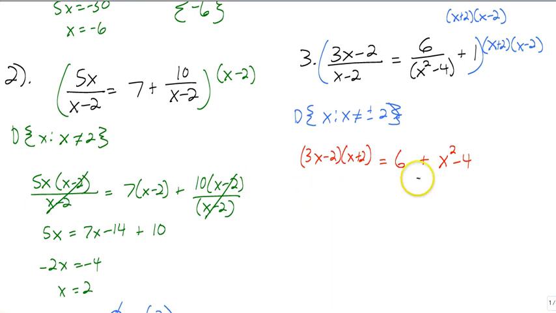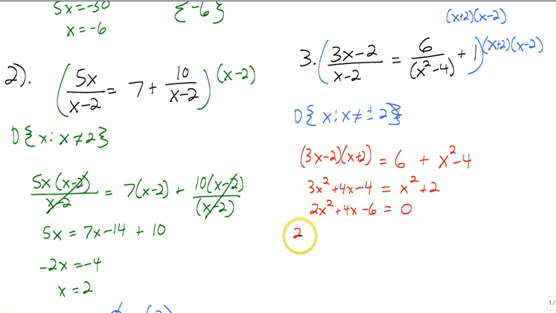Okay, so I'm going to simplify this. We get 3x squared minus 2x plus 6 plus 4x minus 4 is equal to x squared plus 2. Move everything over, set it equal to 0. So subtract x squared, we got 2x squared. We still have a plus 4x minus 6 equals 0.